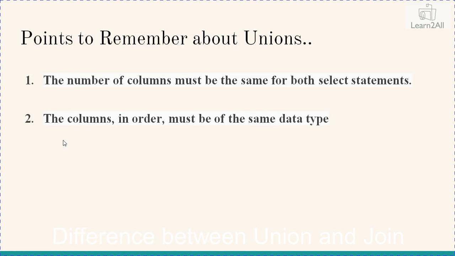The number of columns in union must be the same for both select statements. Clear? The columns in order must have the same data type. While in the case of join, there must be one common column in both tables by which we can apply a join statement. Clear?